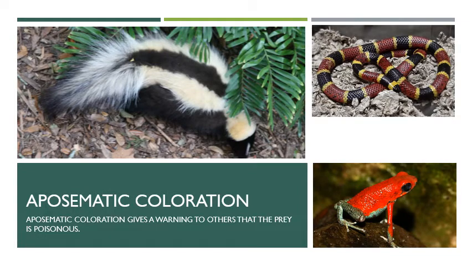You may have aposematic coloration. This says, don't touch me, I'm dangerous. The skunk has aposematic coloration. Black and white. What does it say? It says, don't touch me. It stands out.